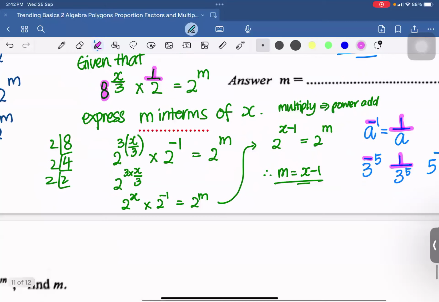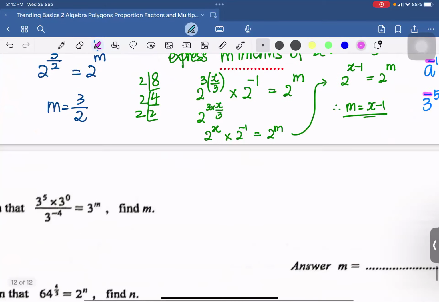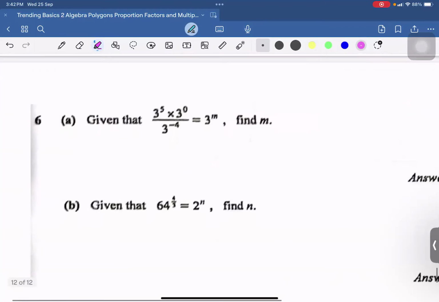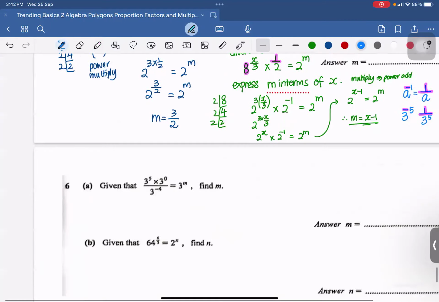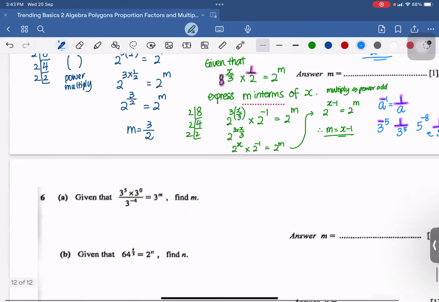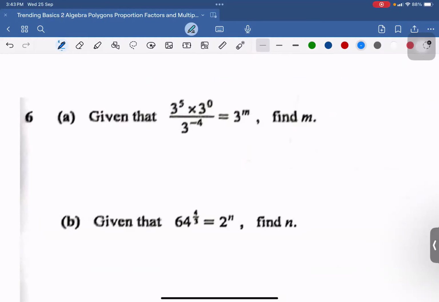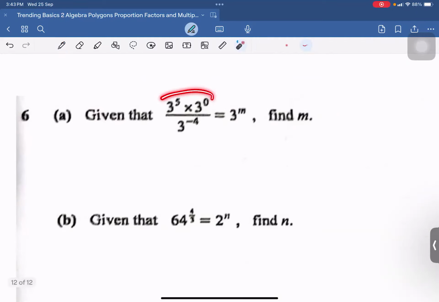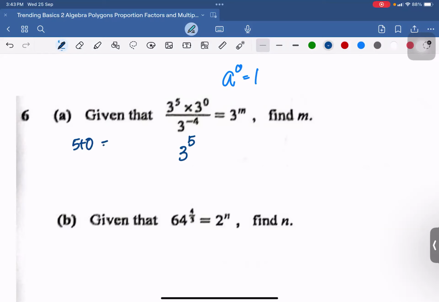Okay, so you see this one also has a negative power, 3 to the power n. Almost everything is repeated. The skills are always the same, whether it is number or algebra. In this case, very simple. First part, power multiplied: when we multiply, powers add together. This one is 0. Anything to the power 0 is just 1. But 3 to the power 5 times 1 is still 3 to the power 5. So I get 3 to the power 5, since 5 plus 0 equals 5.